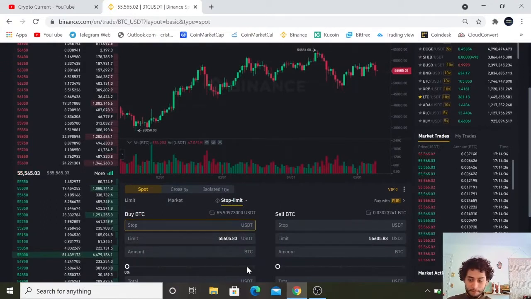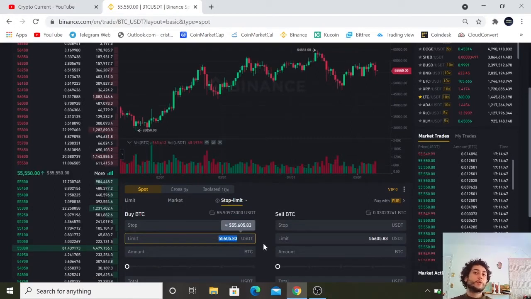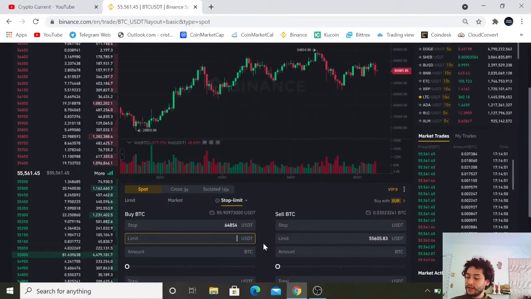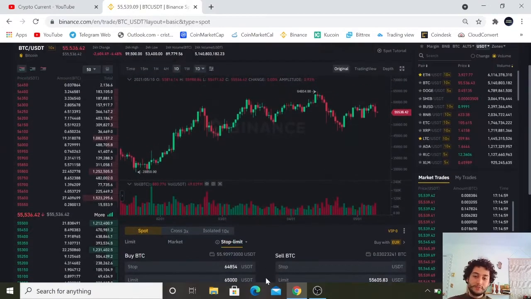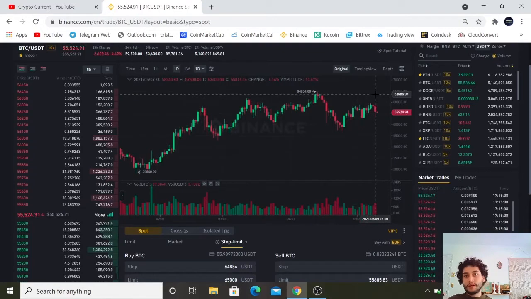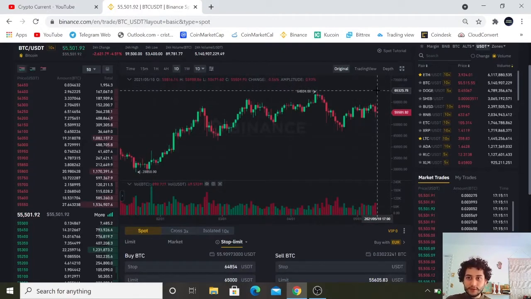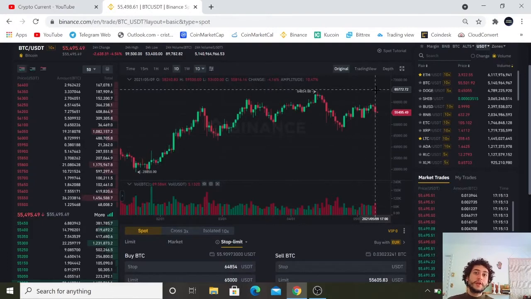The previous all-time high. So it goes 64,854. And the limit would be the price that I actually want my order to be filled at, which let's say would be 65,000. So with those two numbers, what I'm telling Binance is that once the price rises up to the previous high, I want a buy order to be placed at 65,000, so that once or if the price goes up to 65,000, I can buy some Bitcoin.